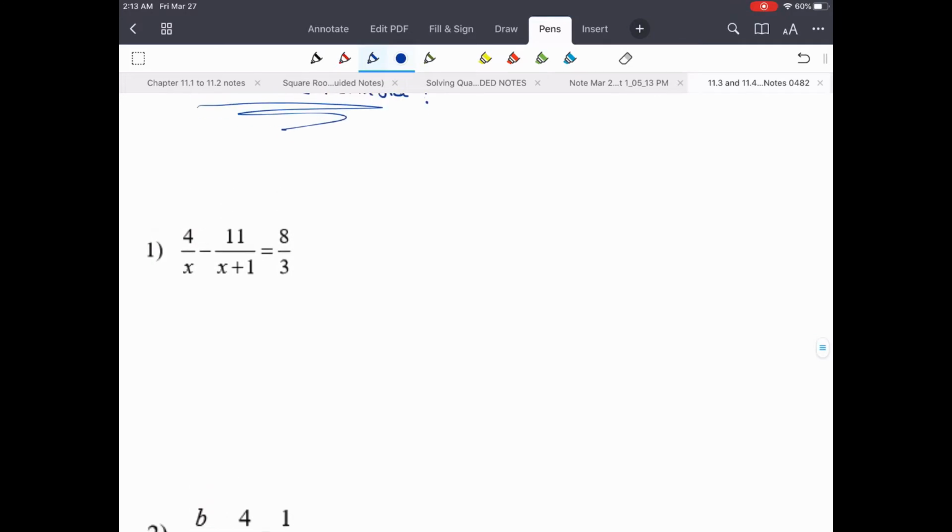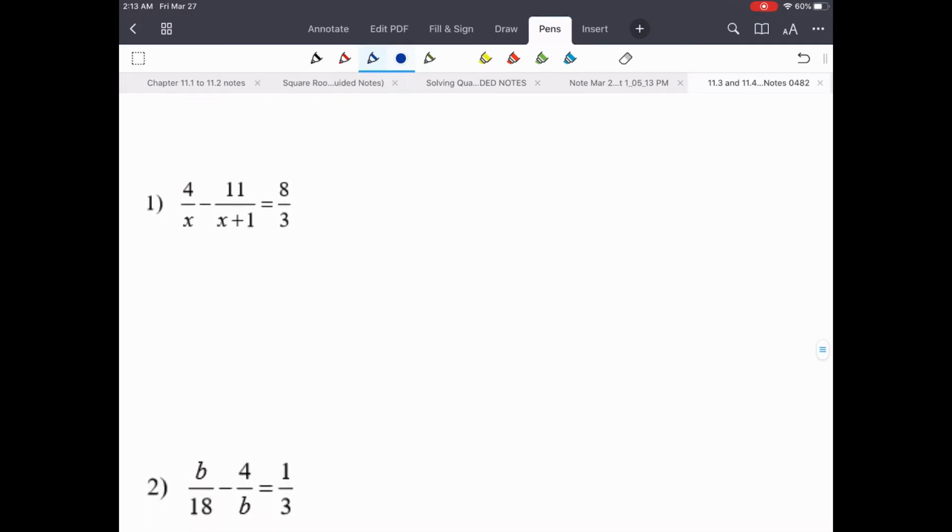So let's look at the first one here. The LCD is going to be pretty much just everything in the denominator. We've got an x, we've got x plus 1 and a 3, so it's going to put it all together. So the LCD is 3x times (x plus 1) in parentheses. So that's what everything's going to end up getting multiplied by. You really want to focus in on the denominator when you do that.